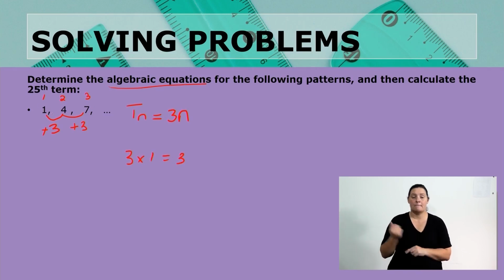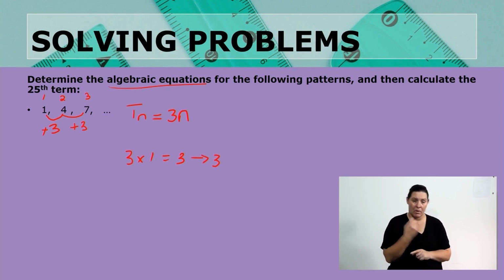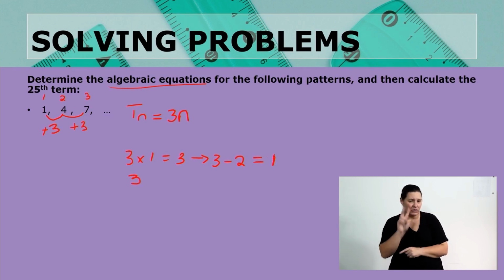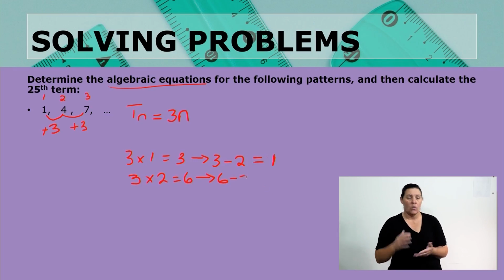But now, how do I go back to my term number, which is the 1? We know that from 3, for us to get to 1, we need to subtract 2, and that will give us a 1. We're just quickly going to check if it's going to be the same for the second term. 3 multiplied by 2, that is 6. But from 6, I need to get to 4. And how do I get to 4 from 6? That is a minus 2.